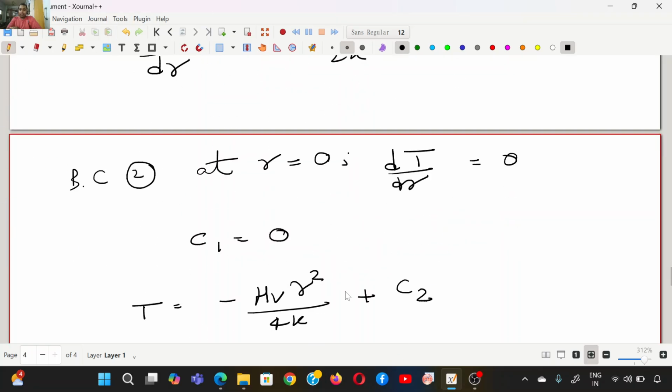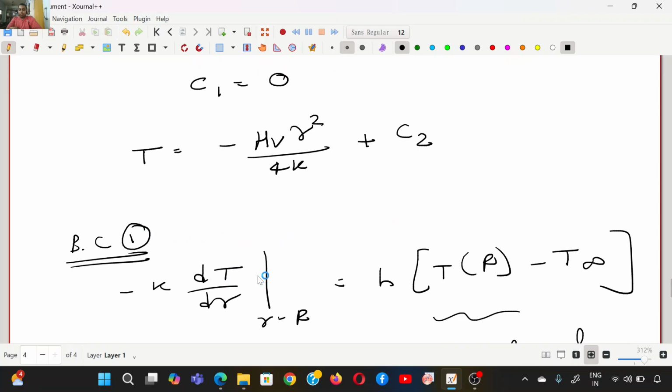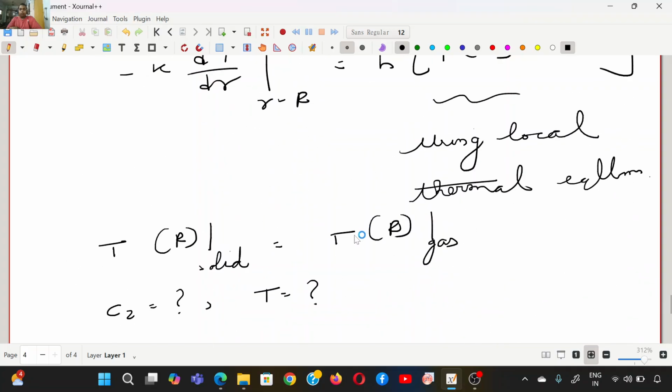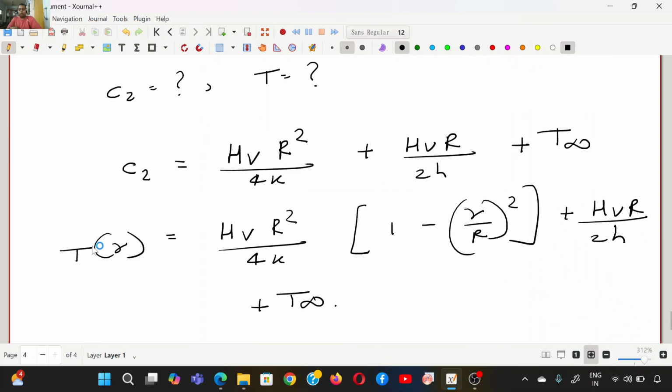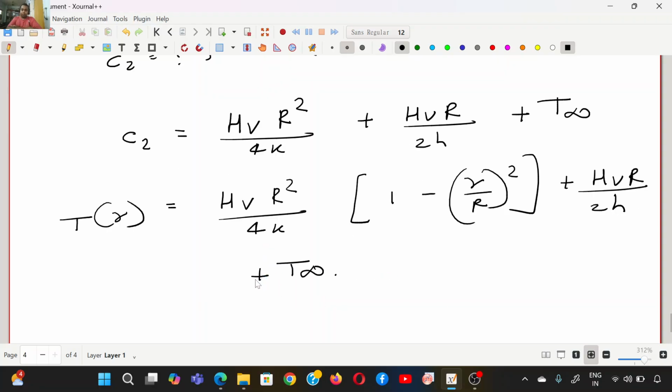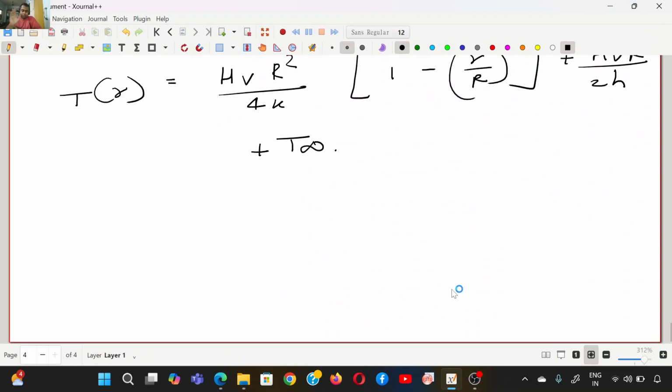We integrate it again and we get this form. And we apply the first boundary condition to this, and we get the value of C2, which we found here. That we again plug into the governing equation to get the temperature profile. So I hope this much is clear to you.